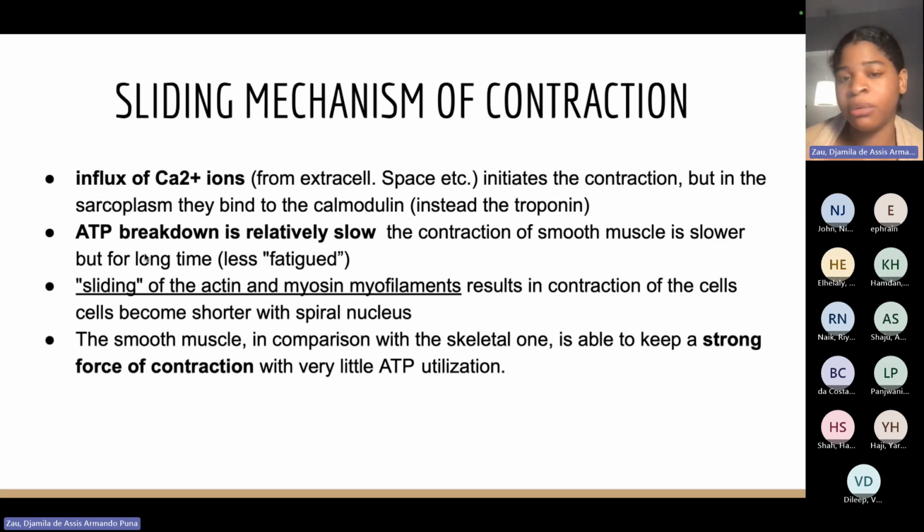The ATP, just some important things to know, is that the ATP breakdown is going to be relatively slow. So the contraction of smooth muscle is slower, and that's why you have less fatigue. The sliding, as you guys know, is going to result in the contraction because the cells are going to become shorter, and smooth muscle, in comparison to the skeletal one, is able to keep a strong force of contraction. Don't confuse slow and strong. What I mean to say is it's slow, but it is strong. And this is with very little ATP utilization.